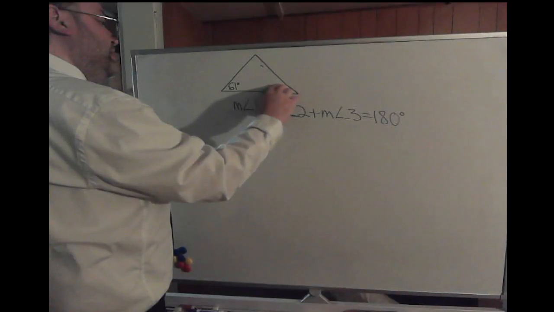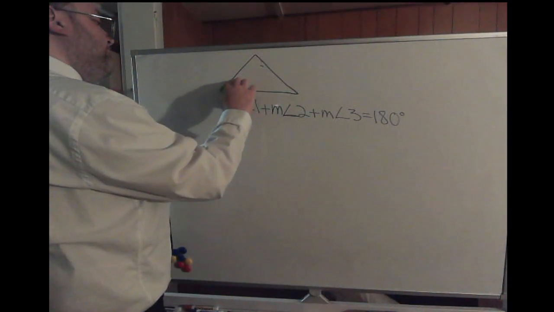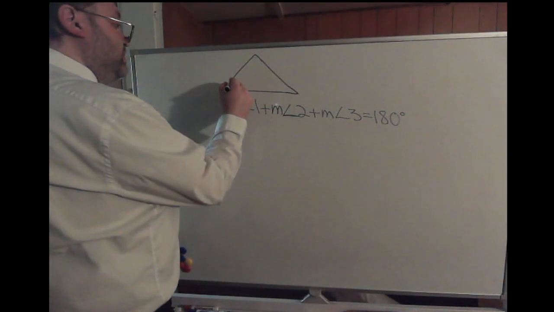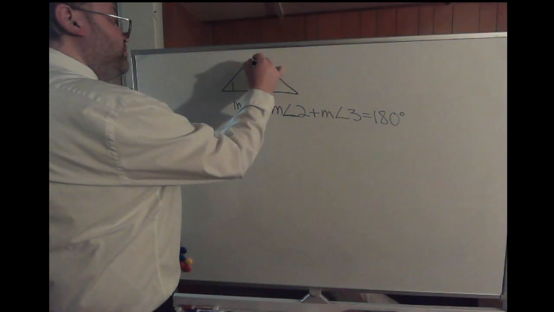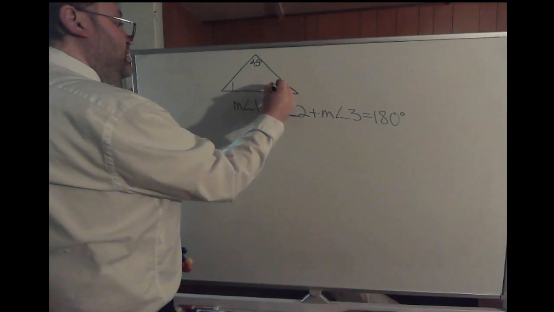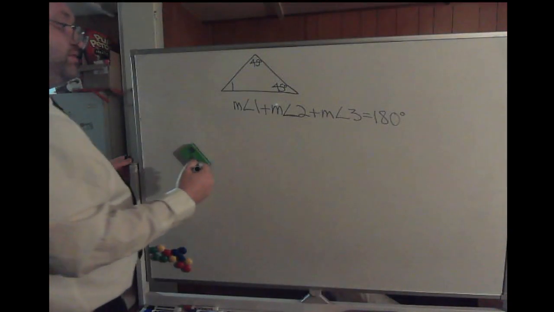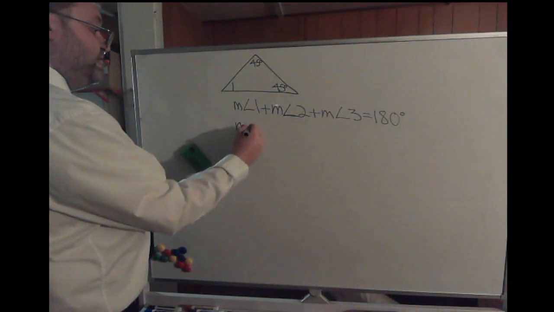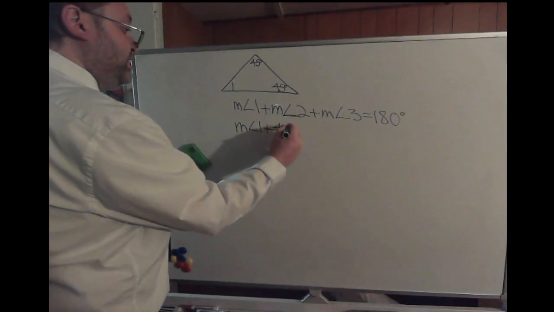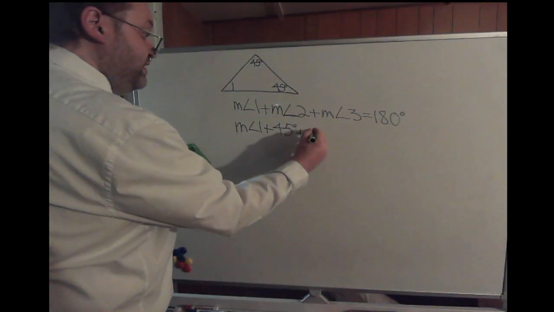Let's say here we don't know angle 1 this time, but angles 2 and 3 both equal 45. So we don't know the measure of angle 1, but we know the measure of angle 2 is 45 degrees. And the measure of angle 3, that's also 45 degrees.